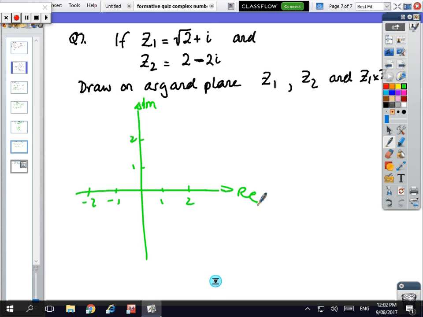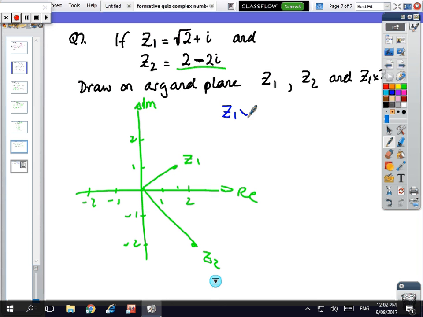So root 2 is about 1.4. So that's Z1. 2, I've got to have some negative numbers. So 2 minus 2i is down there somewhere. So that's Z2. And then let's see what Z1 Z2 looks like.